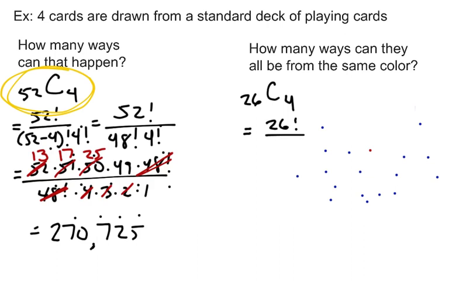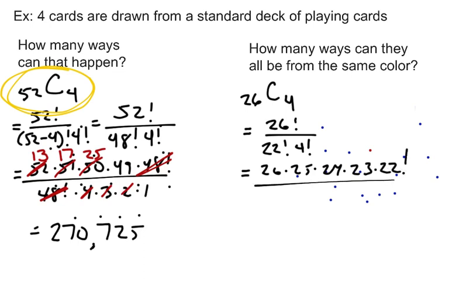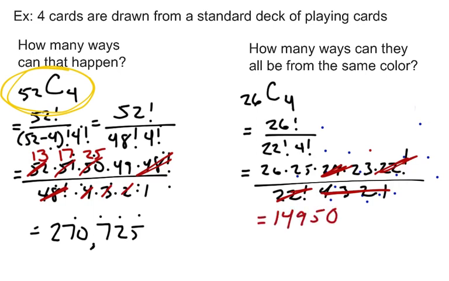Well, that'd be 26 factorial over 26 minus 4, which is 22 factorial, and 4 factorial. Multiplying it all out, 26, 25, 24, 23, and 22 factorial over 22 factorial, and 4, 3, 2, and 1. So those cancel. And 4 times 3 times 2 is 24, so that'll cancel with that. And we just multiply those out. 26 times 25 times 23 gives us 14,950.